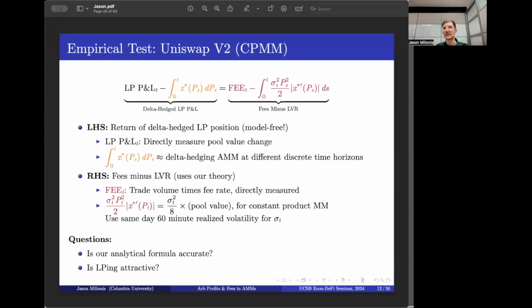So there are two questions that we're interested in with these empirical analyses. First of all, is the analytical formula and the model actually accurate in capturing the delta hedged returns of liquidity providers? And secondly, is actually providing liquidity attractive? So basically the cost benefit analysis, that's going to be the fees minus LVR, is this attractive or is it not?